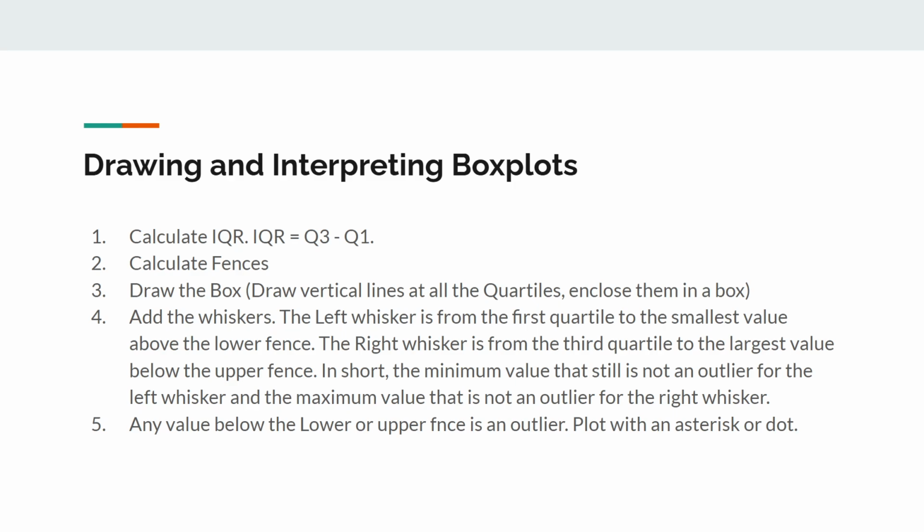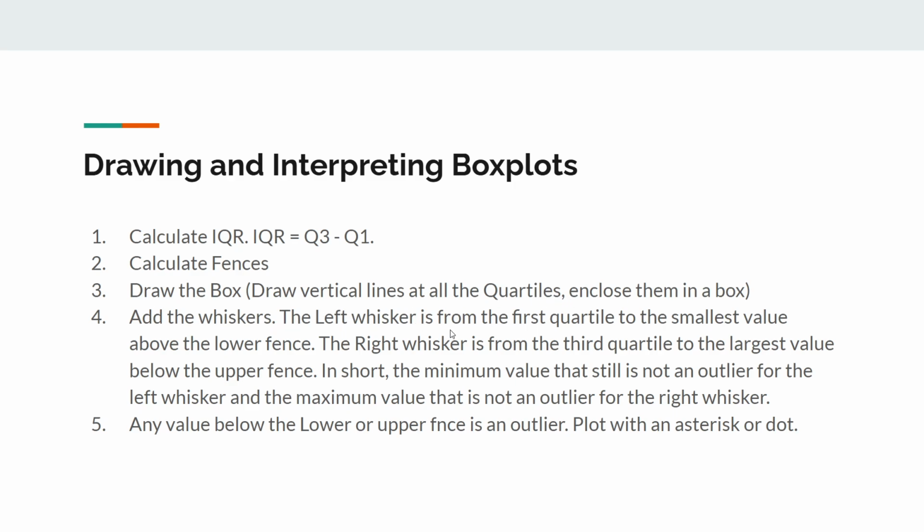So first, to draw box plots, you calculate the interquartile range, which is just going to be Q3 minus Q1. You calculate the fences: the lower fence is going to be quartile 1 minus 1.5 times the interquartile range, and the upper fence is quartile 3 plus 1.5 times the interquartile range. The interquartile range is just Q3 minus Q1, as mentioned in step 1. You draw the box, draw vertical lines at all the quartiles, and enclose them in a box.